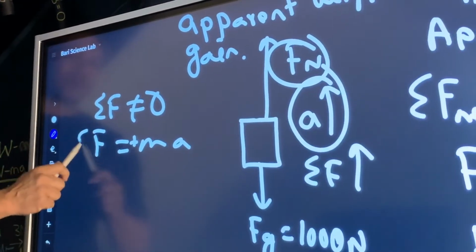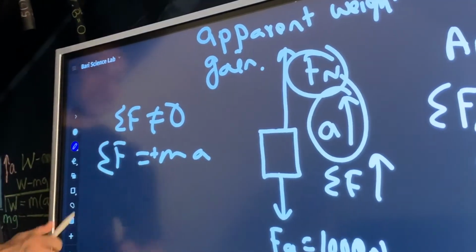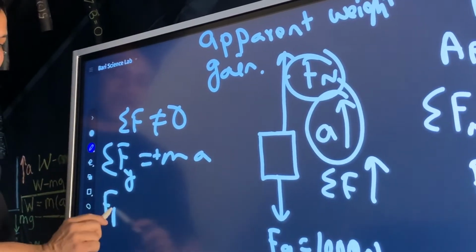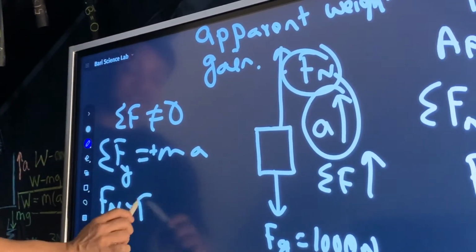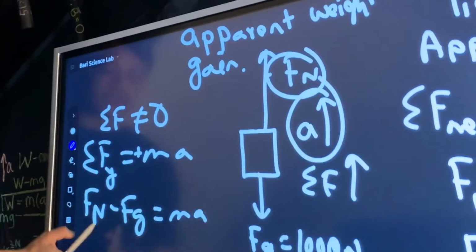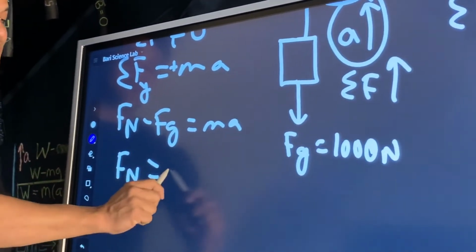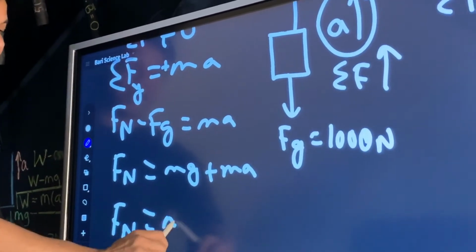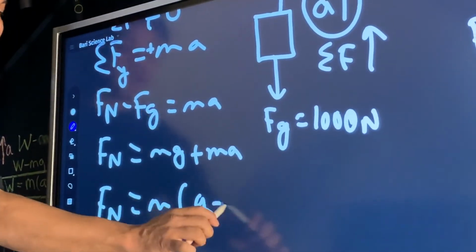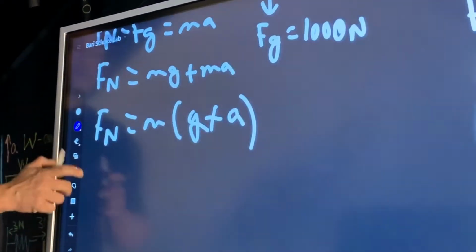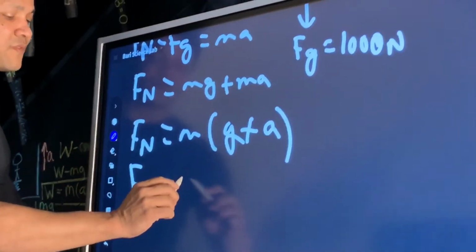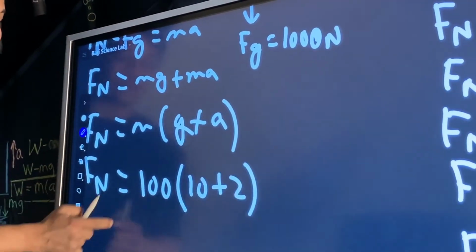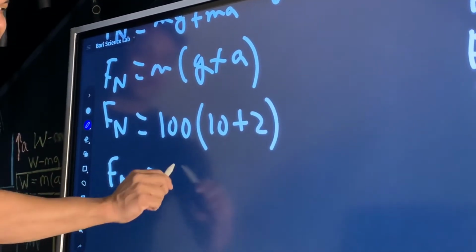And for F, we have to add all the forces acting in the y direction. What are all the forces acting in the y direction? I see Fn and I see Fg. So Fn is equal to mg plus ma. What does that mean? That means the acceleration due to gravity adds up with the man-made acceleration. That means the person feels heavier. How much heavier does the person feel?